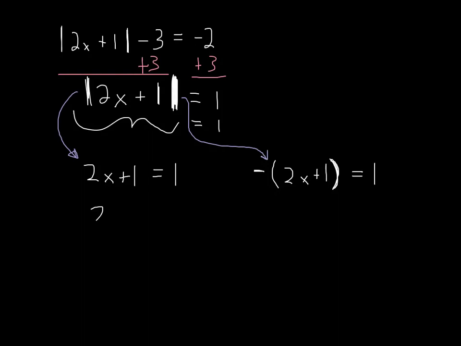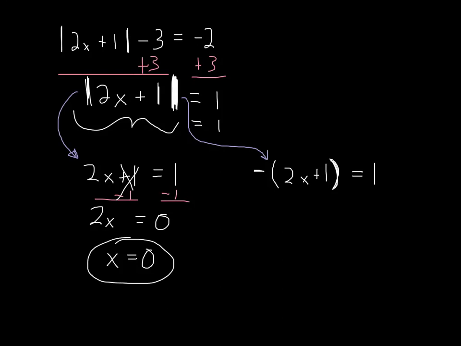So I end up with 2x. If I'm going to solve this equation, I need to subtract 1 from both sides to get my x's by themselves. So I subtract off the 1 from the left-hand side and get 0 for the numbers and end up with just 2x. And then 1 minus 1 is 0, and I get x is equal to 0. So if x is equal to 0, I get the answer that I'm looking for.